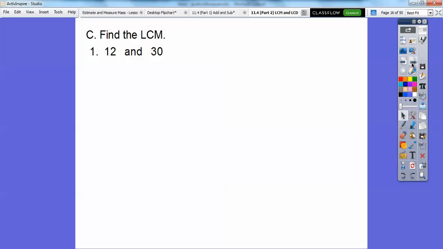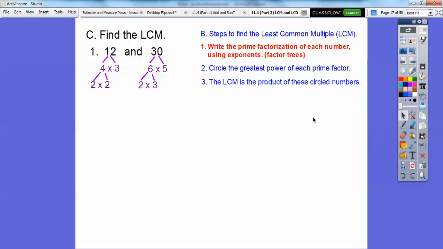The first step is to find the factor tree, so find the prime factorization. 12 is 4 times 3. 3 is prime. 4 breaks down to 2 times 2. And over here, 30 is 6 times 5, and 6 breaks down to 2 times 3. 5 is prime. So 12 equals 2 times 2, which is 2 squared. It says using exponents, so that's why I wrote 2 squared instead of 2 times 2, and then times this 3 right here. And then 30 is 2 times 3 times 5.